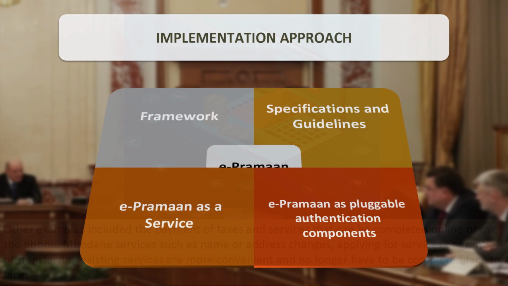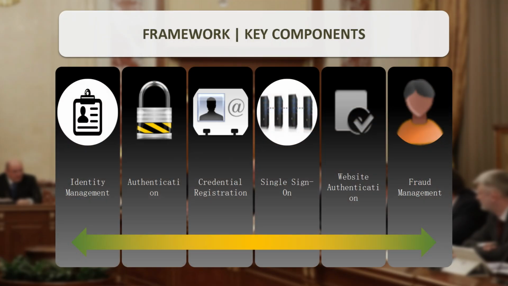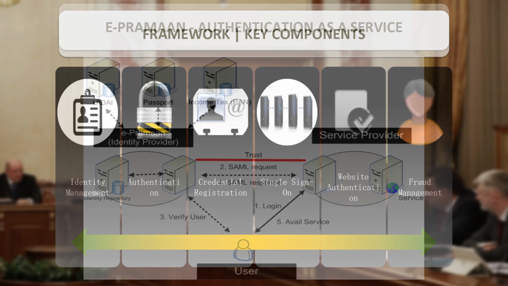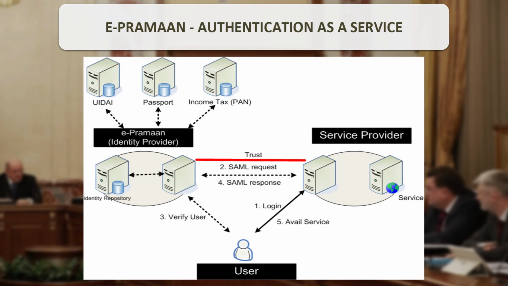So if you talk about the implementation approach, a lot of models are coming up. We have talked about the income tax returns, the Passport Seva, and the variety of ways Aadhaar services are going to be delivered through the UID portal. There is another implementation approach, that is e-Praman, which has been started by the government. It talks about the framework, specification and guidelines, e-Praman as a service, and e-Praman as a pluggable authentication component. So what was the intention? The intention is very clear: identity management, authentication, credential registration, single sign-on, website authentication, and fraud management.